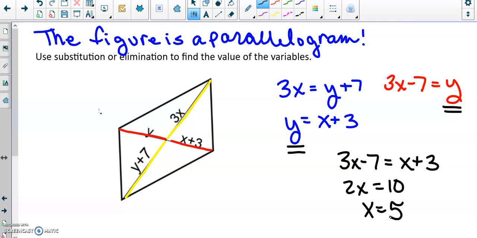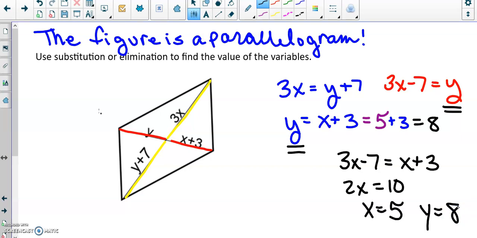So x is 5, so I'm going to plug that x in to this equation here. Y equals x plus 3, so y equals 5 plus 3. So that means that y equals 8. So I have x equals 5 and y equals 8.